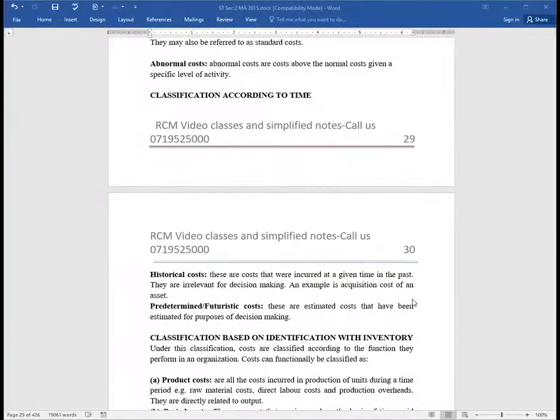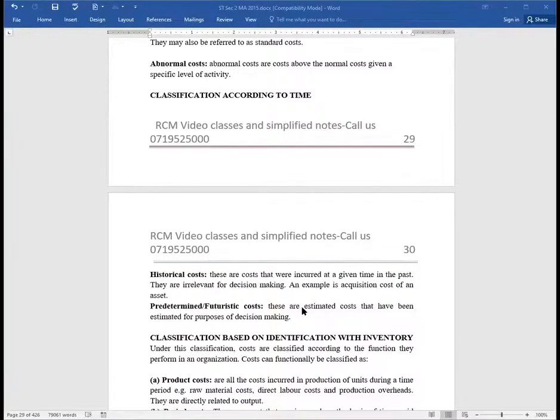These are estimated costs that have been estimated for purposes of decision making, costs that have not yet been incurred, which for purposes of creating a platform of effective decision making process, we are trying to estimate. So that is very, very important for you to understand.